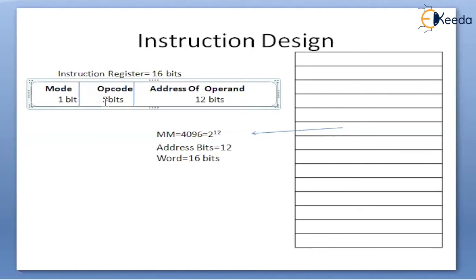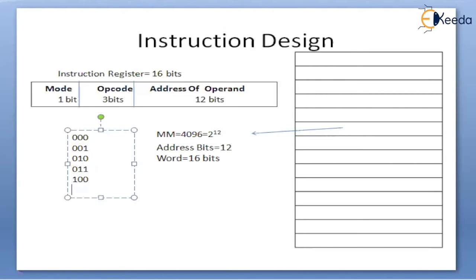It is evident that by using 3 bits, how many opcodes can be constructed? By using 3 bits, I can construct 8 opcodes, because 3 bits give you the combinations from 000 to 111. I will write it here. The combinations possible are 000, 001, 010, 011, 100, 101, 110, 111. So these are the opcodes.